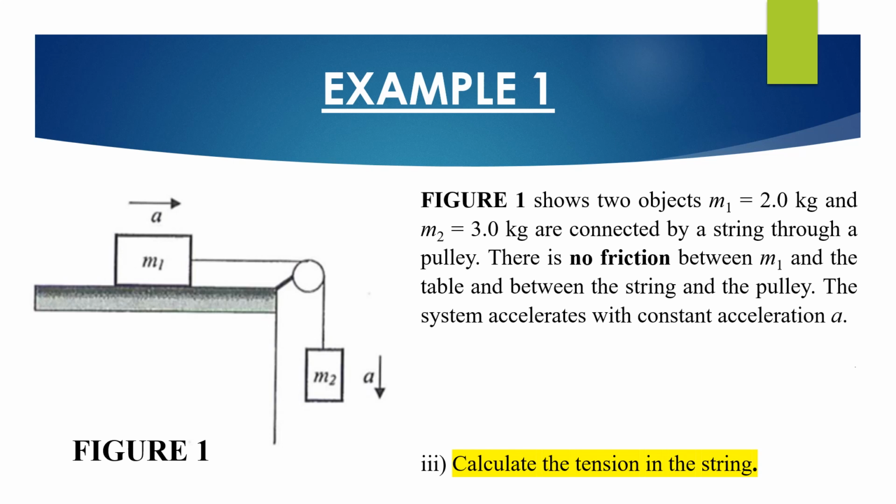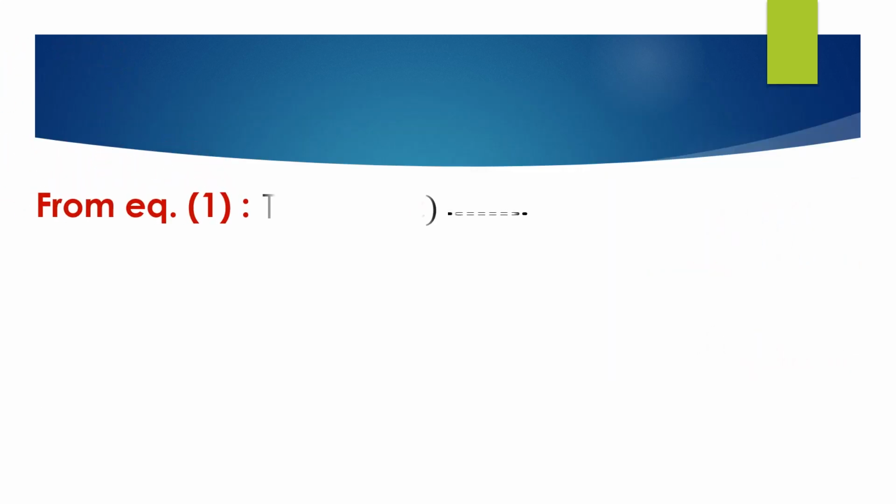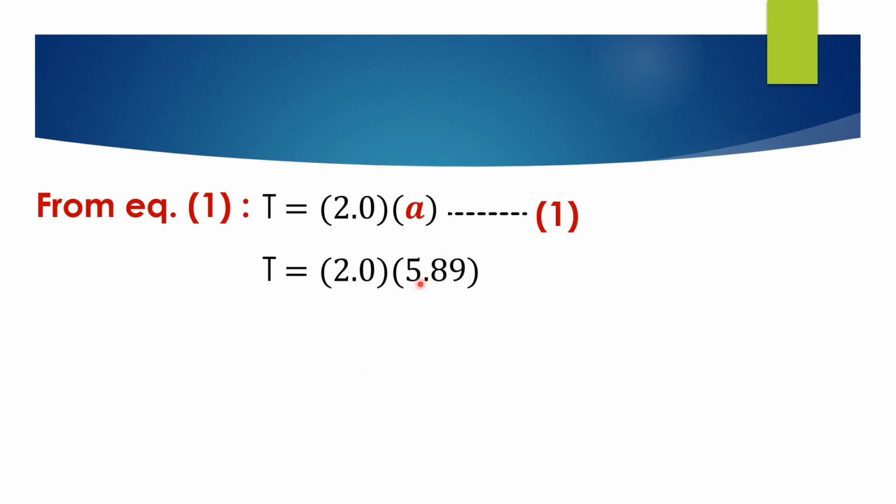Okay, now we look at question number 3, calculate the tension in the string. Let's find the solution. Okay, from equation number 1, T is equal to 2a. Actually, we already know the value of a from the previous question. So we substitute the value of a here, and finally you get the value of T. So make sure your final answer is in 2 decimal places and the unit is correct.